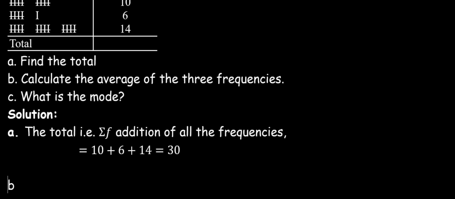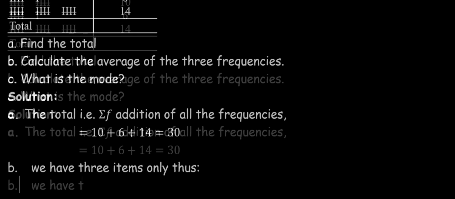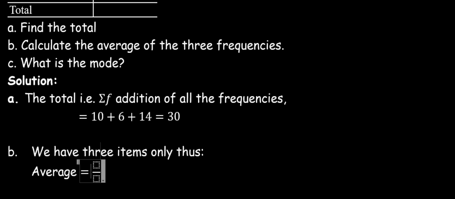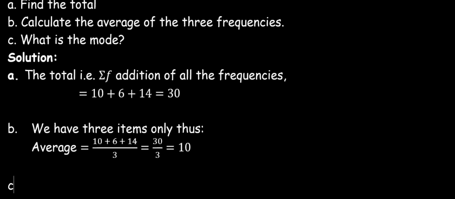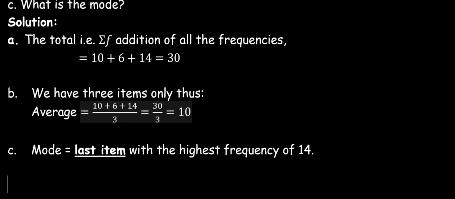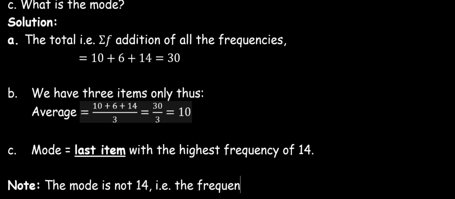B, we have 3 items only. Thus, average is equal to 10 plus 6 plus 14 divided by 3, which is 30 over 3, equal to 10. C, mode is equal to the item with the highest frequency, 14. Note that the mode is not 14. That is the frequency.